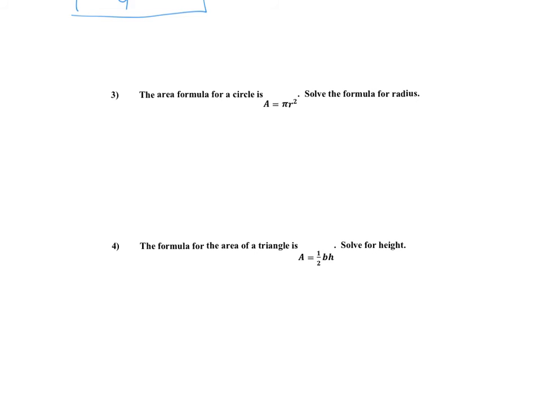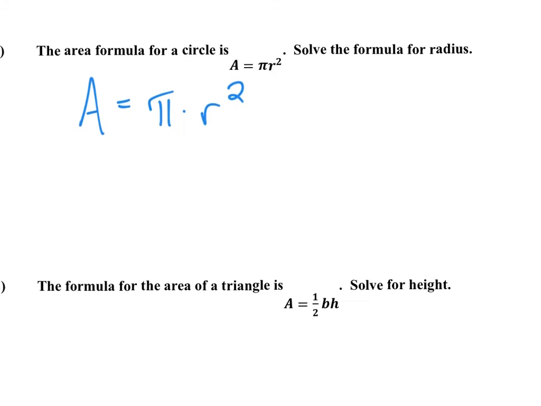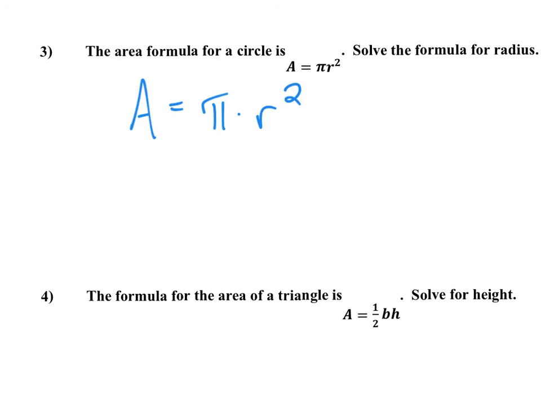So the area formula for a circle is area equals pi times radius squared. Solve the formula for radius. So we take area equals pi times r squared. We're going to solve this for r. So the first thing we have to do is get rid of anything in front of or added to the r. So we have to get rid of this times pi. So we end up with area divided by pi equals the radius squared.